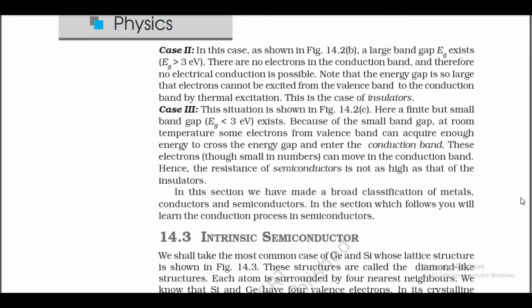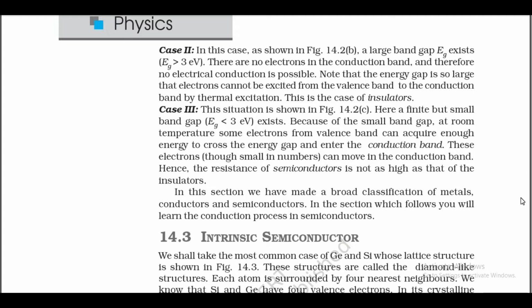Case 2. In this case, as shown in Figure 14.2b, a large band gap Eg exists. Eg is greater than 3 eV. There are no electrons in the conduction band and therefore no electrical conduction is possible. Note that the energy gap is so large that electrons cannot be excited from the valence band to the conduction band by thermal excitation. This is the case of insulators. Case 3. This situation is shown in Figure 14.2c. Here a finite but small band gap Eg, smaller than 3 eV, exists.